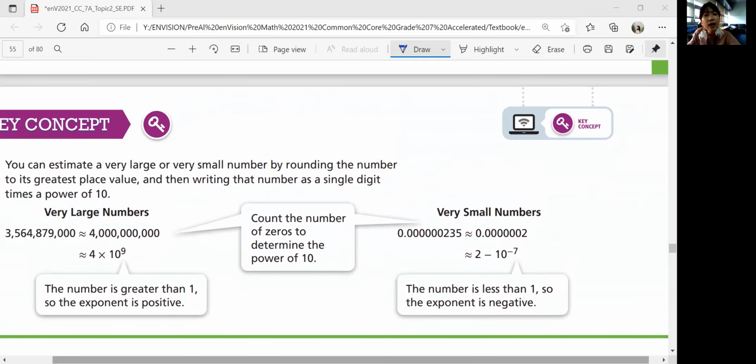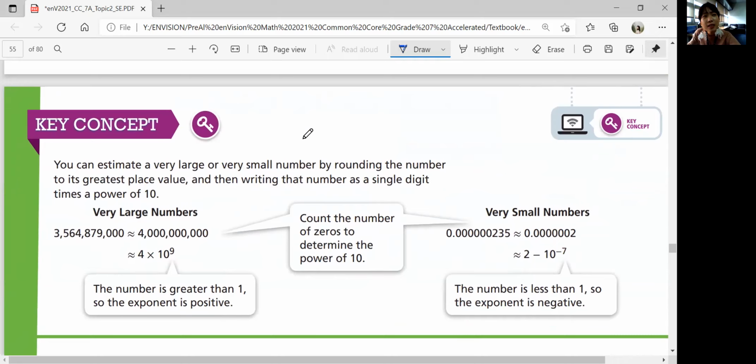All right, let's look at the key concept to summarize our lesson. What did we learn today? You can estimate a very large or small number by rounding the number to its greatest place value and then writing that number as a single digit times the power of 10. We learned how to estimate big numbers and really, really small numbers. Okay. So you should have understood how to write very large and very small quantities using powers of 10 and use those numbers to make estimates.